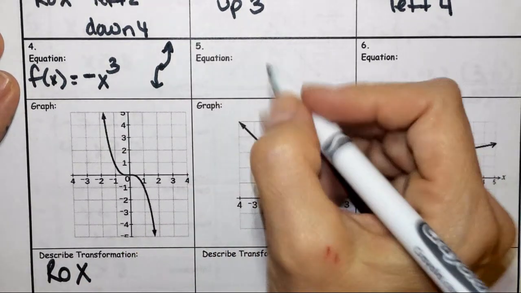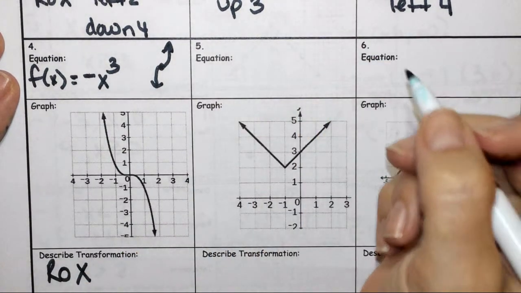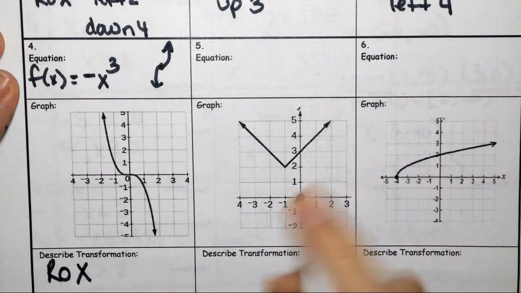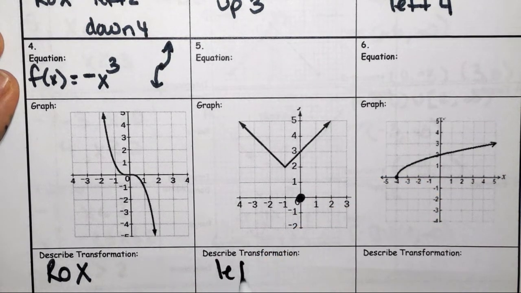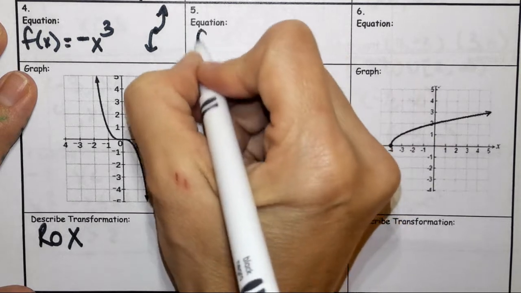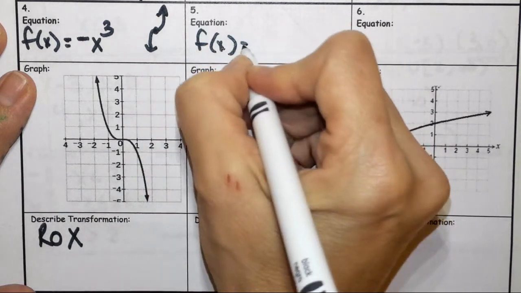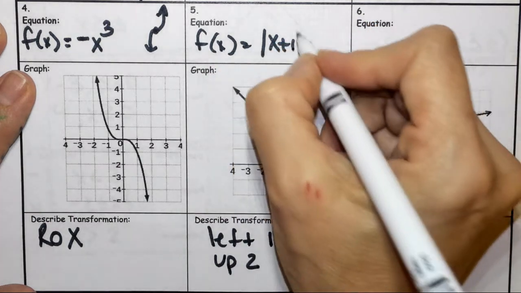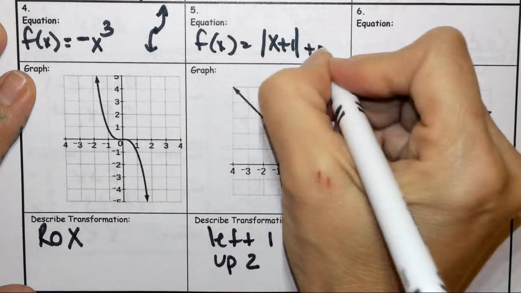This is my absolute value graph. So I know I'm going to have an absolute value. You can tell the absolute value normally starts at (0, 0), and it looks like I went left 1 and up 2 from where I would normally be. So because I went left inside the absolute value, I'm going to put the opposite and put plus 1, and I went up, so I'm going to put plus 2.